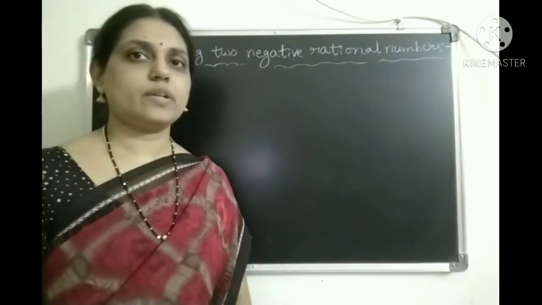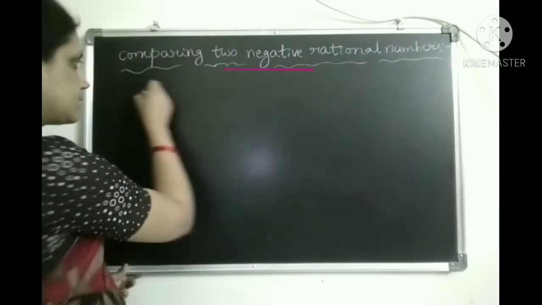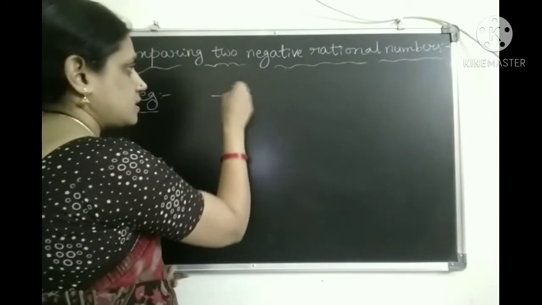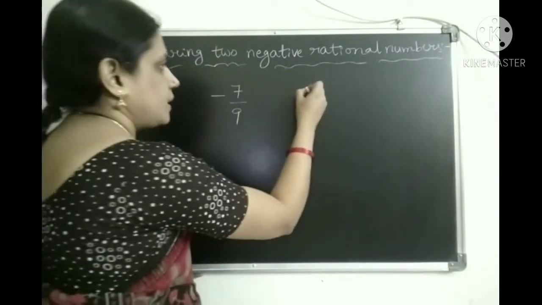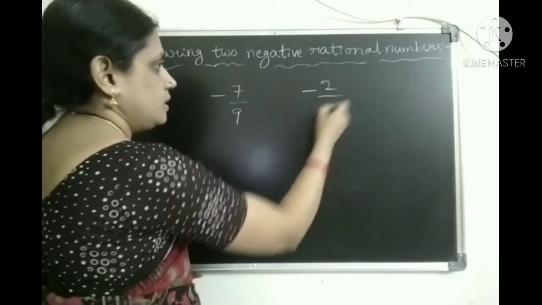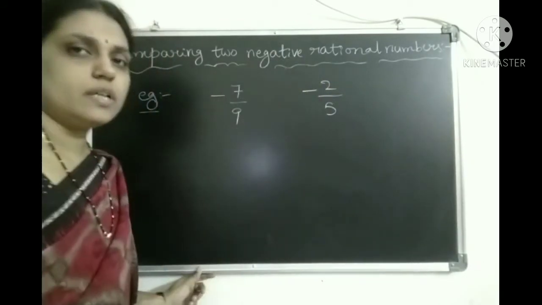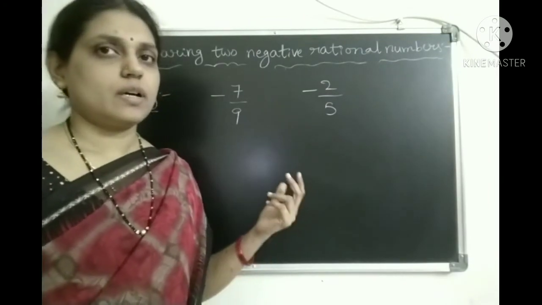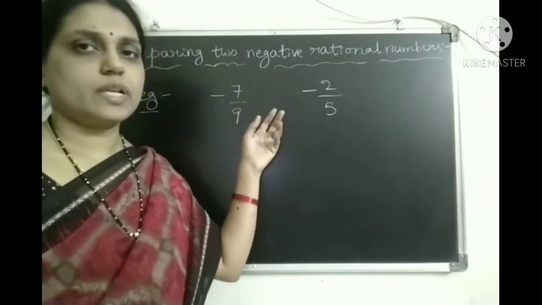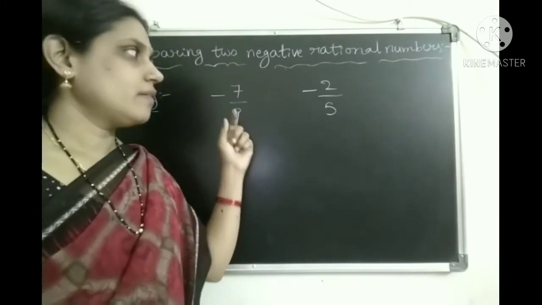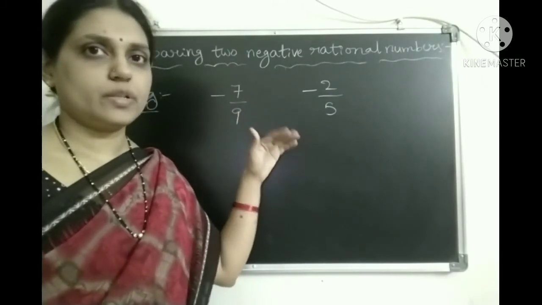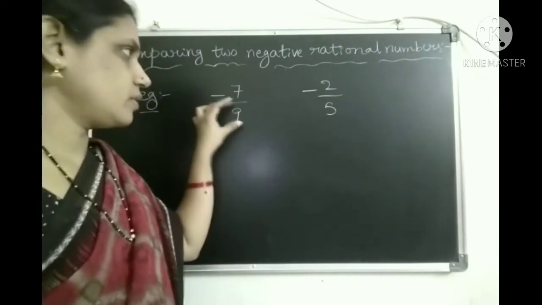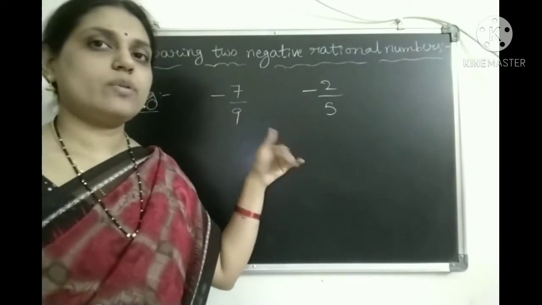Let us see how to compare two negative rational numbers. Example, minus 7 by 9 and minus 2 by 5. Any two rational numbers. Here I have taken these two, and now what is the procedure? As it is, you can do cross multiplication and compare. Otherwise, first ignore the sign and compare the two fractions. Ignore the sign means what? Both will be fractions like 7 by 9 and 2 by 5, and then you have to reverse the order.